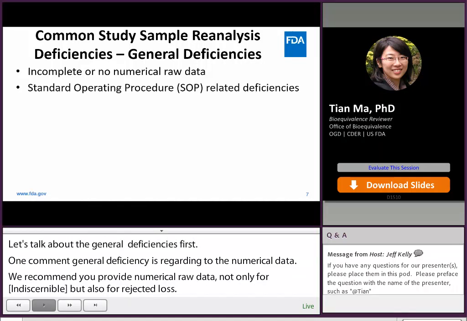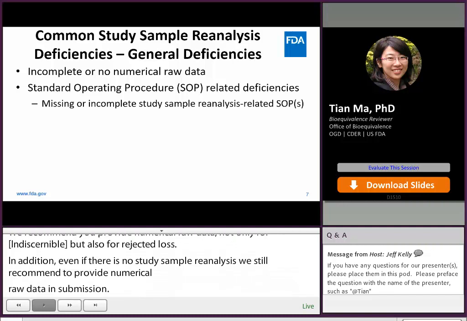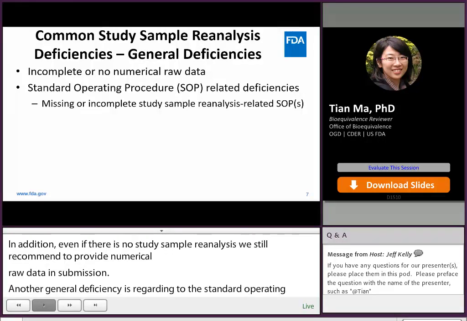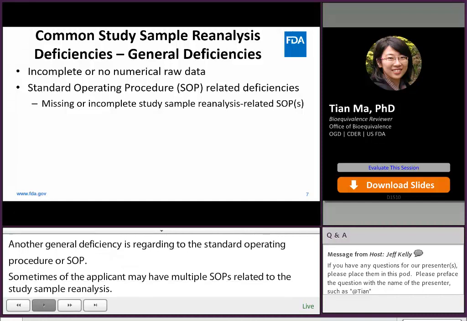Another general deficiency is regarding the standard operating procedure or SOP. Sometimes the applicant may have multiple SOPs related to the study sample reanalysis. For example, they may have one SOP for the chromatogram acceptance criteria, a second SOP for the run acceptance criteria, and a third SOP for the repeat criteria for other repeat codes. And please make sure that you provide all these SOPs in your submission.